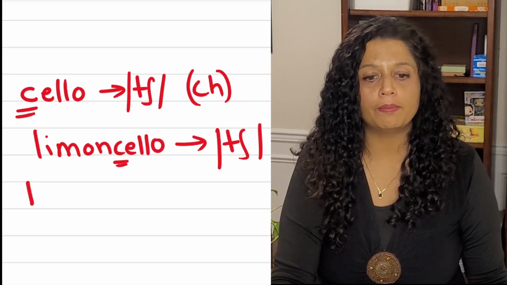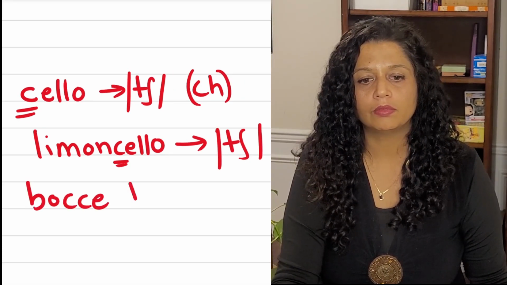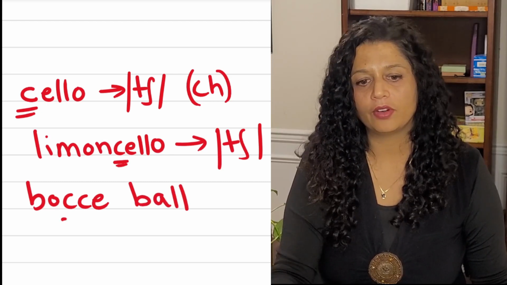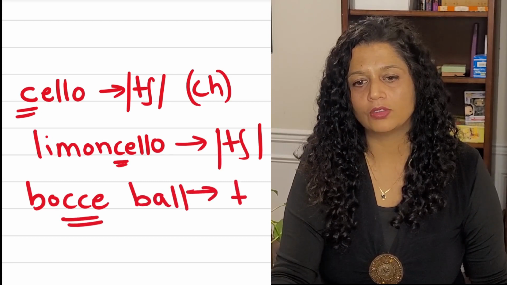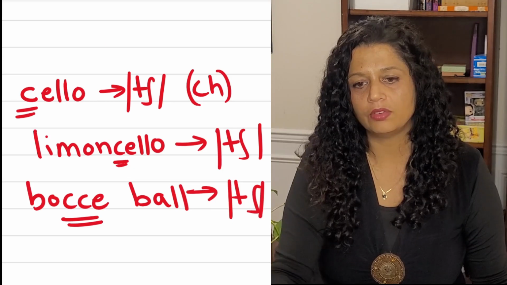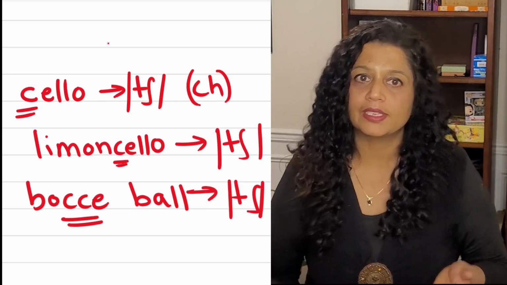Here's another one, bocce ball. Okay, there are two C's here, but they also make the ch sound. These are all words that are borrowed from Italian. So there's a good chance if you have a word that makes a strange pronunciation like that, it is an Italian word. Okay, so now we're going to practice some sentences together.